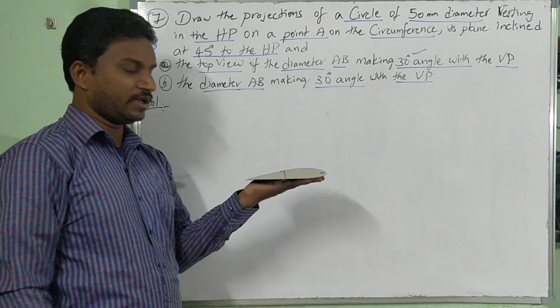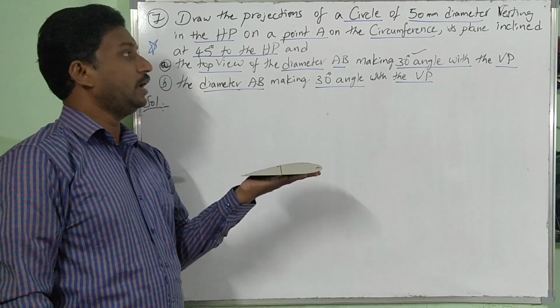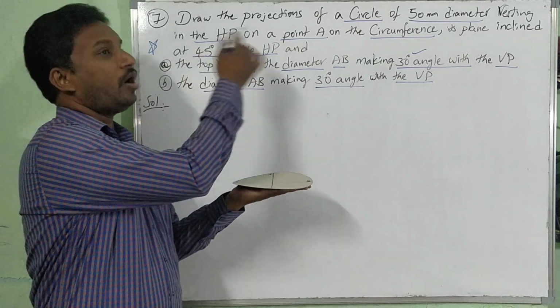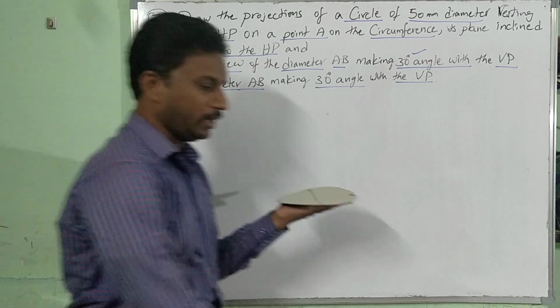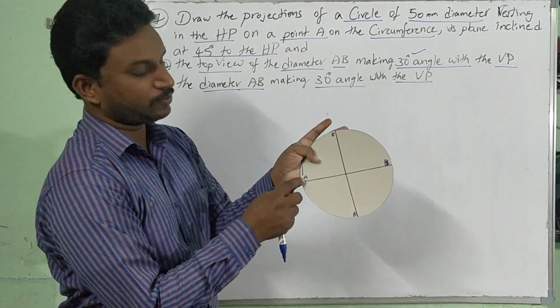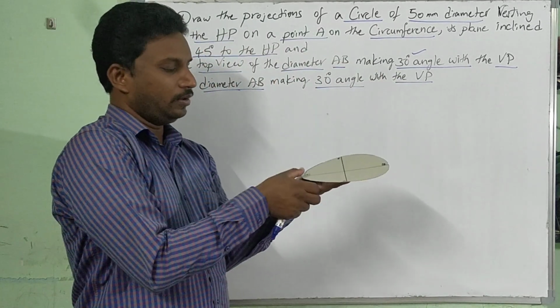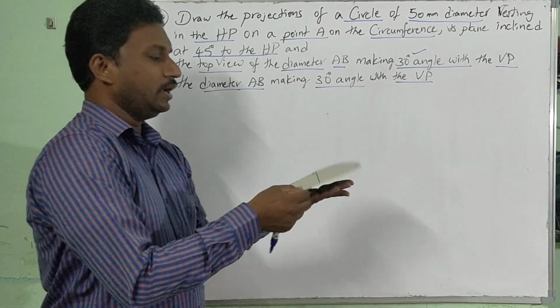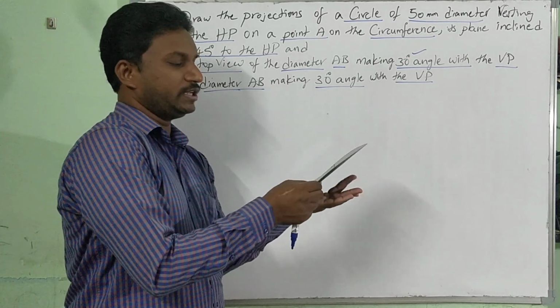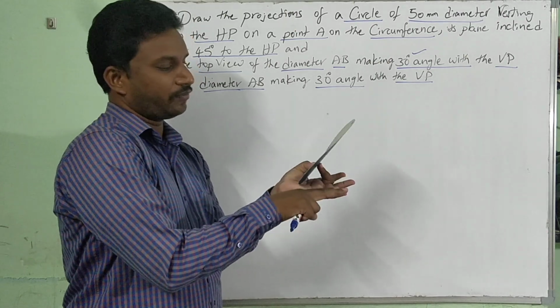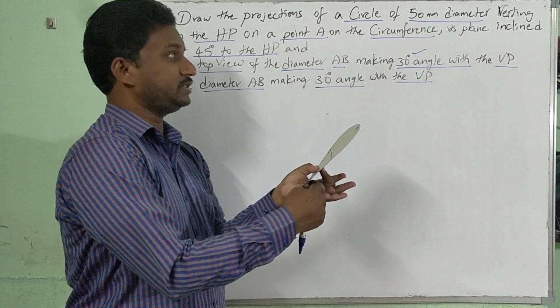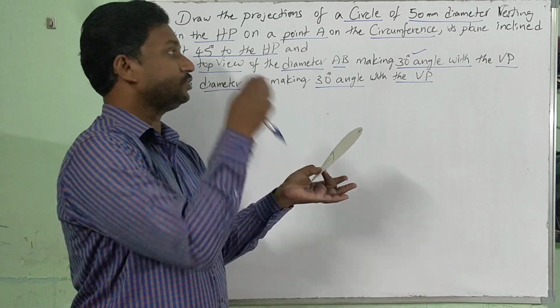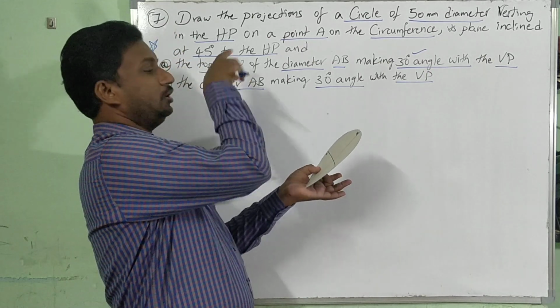First, initially I have kept the circle on HP, but resting in the HP on point A only. Right? This is point A. It's resting on HP with point A, and its surface making an angle of 45 degrees with the HP. Now if you observe, with the HP this surface is 45 degrees. Now we are supposed to follow the next, first question.